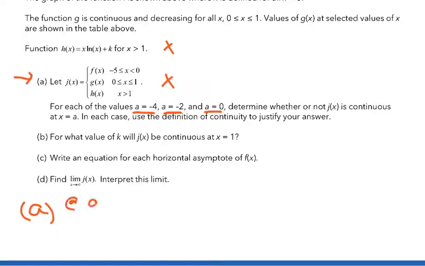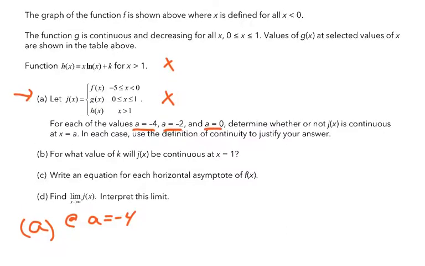Let's do A equals -4 first. Determine whether or not J of X is continuous at -4. So the first thing we need to do is figure out what piece -4 would fall on. It's entirely in F's domain. So really, when I'm looking to see whether J of X is continuous at -4, I'm really looking to see if F of X is continuous at -4. So let's take a look at what we have here.